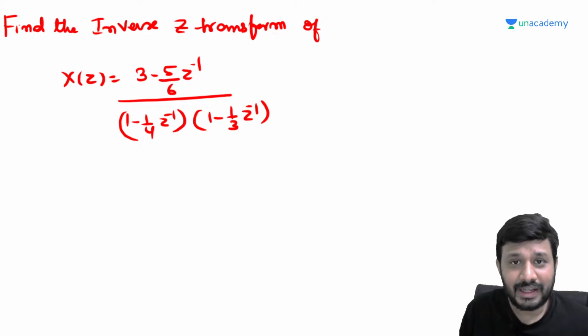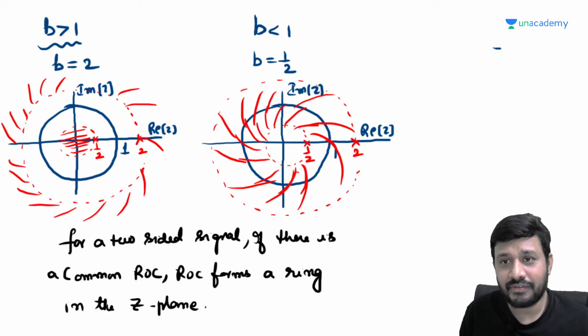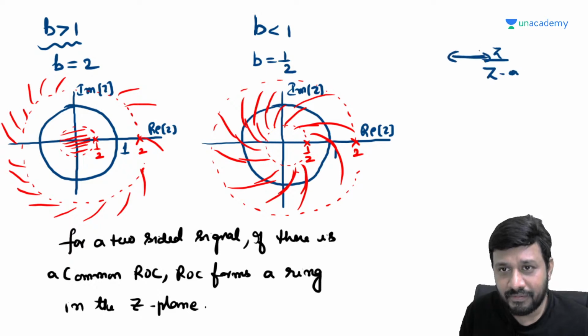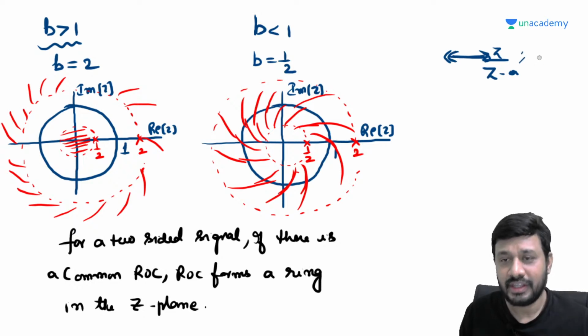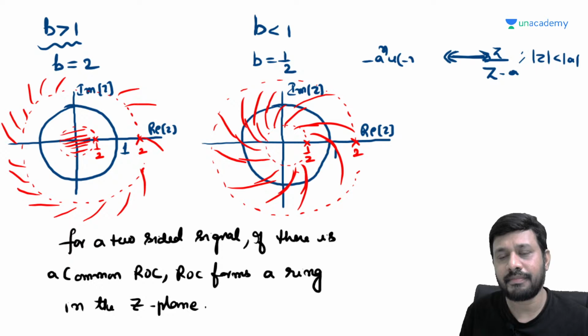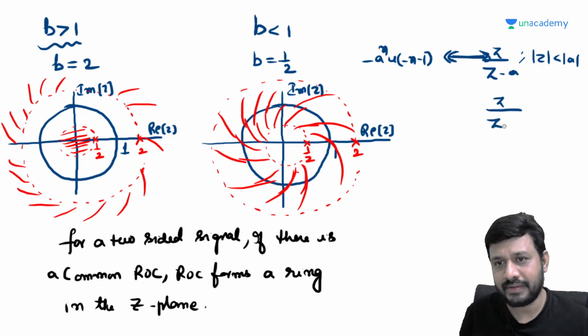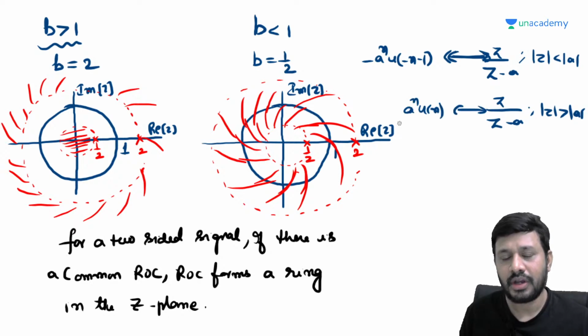See, if anybody asks you what is the inverse of z by z minus a, you should not say the signal what you know, but you must immediately ask, sir, what is the ROC? If you tell me the ROC, then only I can find the inverse Z transform. Suppose I say mod z less than mod a, then you can say, acha, this is minus a power n u of minus n minus 1. Suppose I say z by z minus a with mod z greater than mod a, then only you must say that the inverse is a power n u of n. So we must have the ROC for calculation of the inverse Z transform.